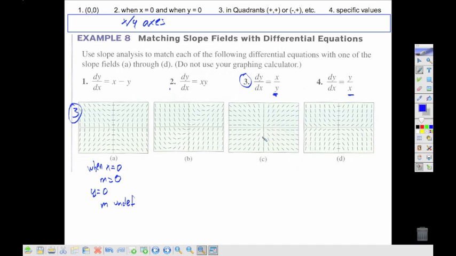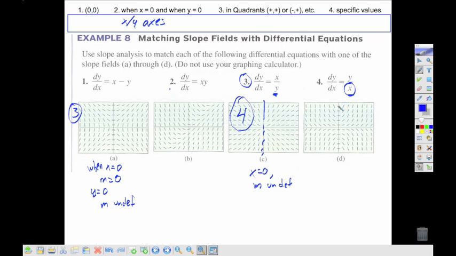Now notice on this one, when x is 0, it's undefined, which means this would be the one where x is on the bottom. Since we have a vertical here, whenever x is 0, our slope is undefined. This one has to be number 4.